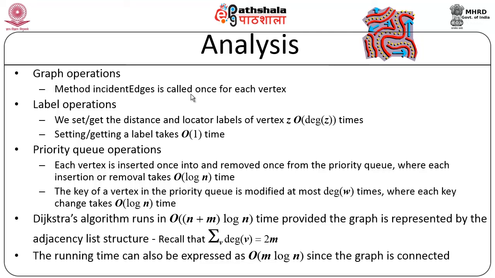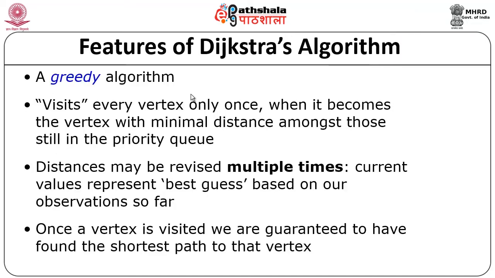Remember, degree w is the number of times that particular node is associated with a weight, where each key change takes O(log n) time. So, Dijkstra's algorithm runs in order of (n plus m) log n time, provided the graph is represented by the adjacency list structure, where we recall that the summation of the degree of V is 2m. The running time can also be expressed as m log m, since the graph is connected.